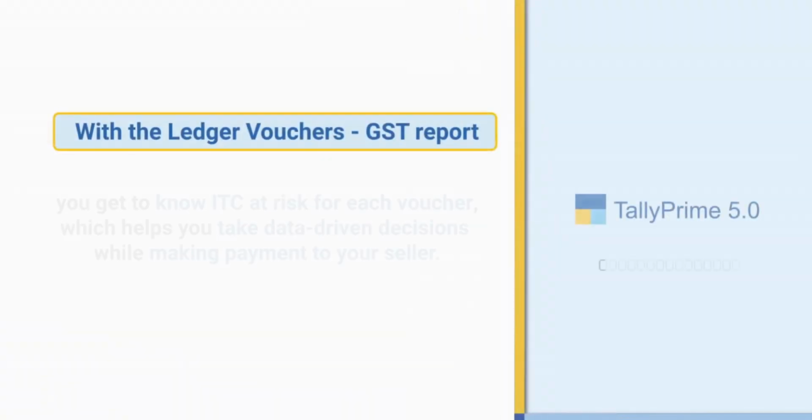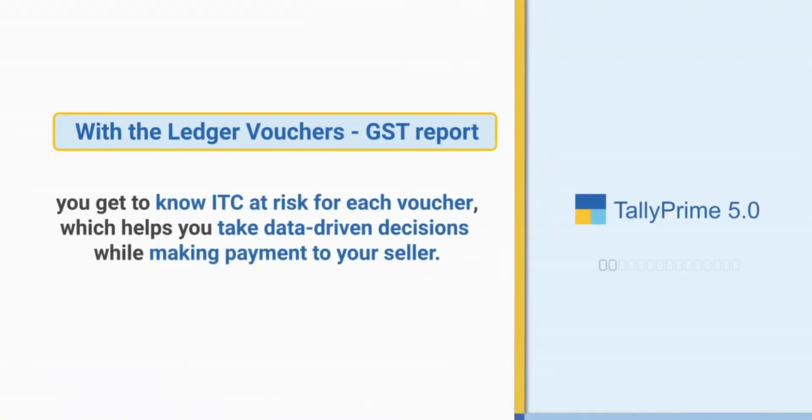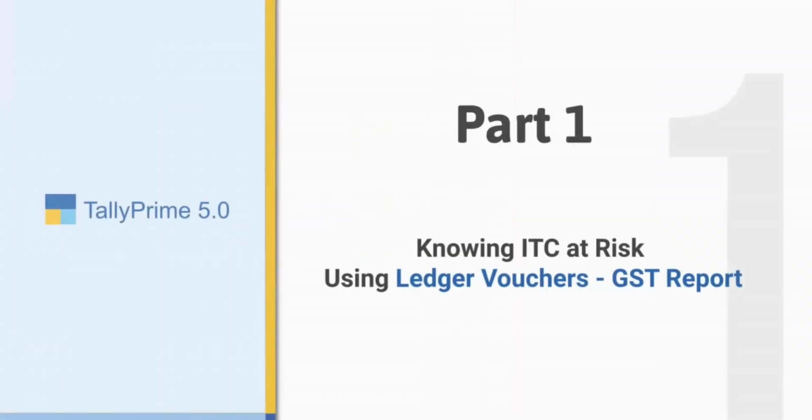The Ledger Vouchers report in TallyPrime Release 5.0 comes with a facility to view the GST status of vouchers along with the difference in the amount. If you don't maintain ledgers billwise, then this helps you to know the ITC at risk for each voucher. Therefore, you can take data-driven business decisions when you make payment to your seller. Let's see how to know ITC at risk using the Ledger Vouchers GST report.